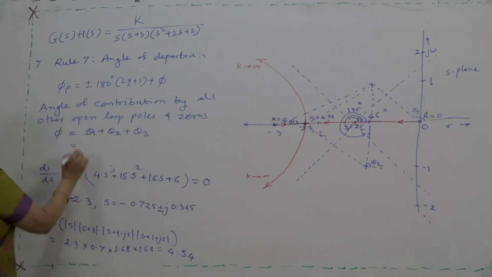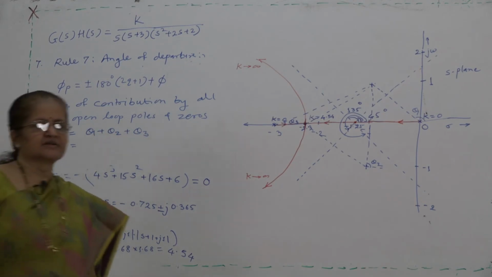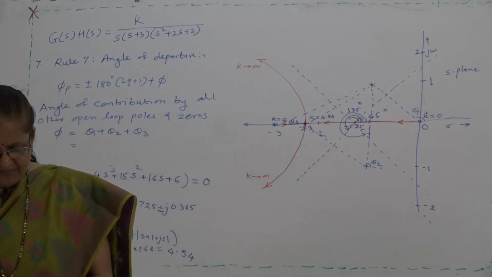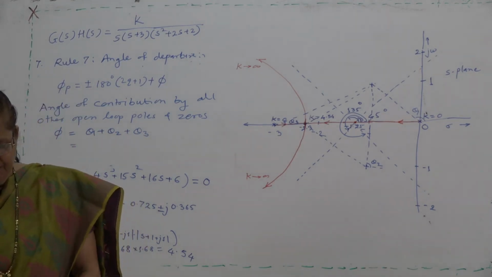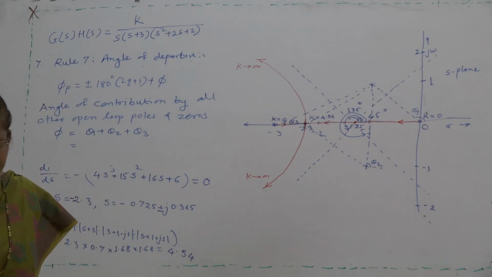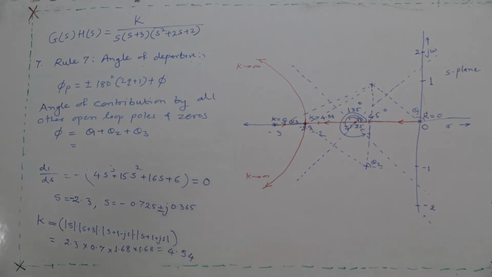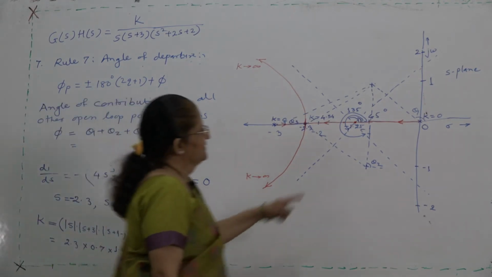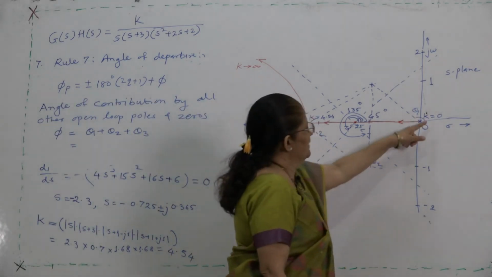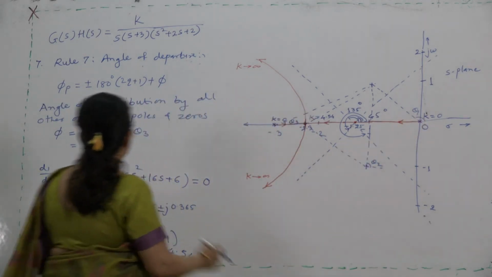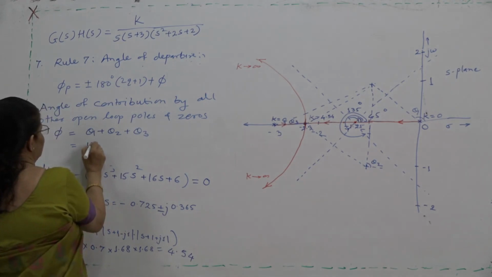Okay. Measure the angles. Suppose I am representing this as angle theta 1, measure it. This is angle theta 2, measure it. This is angle theta 3, measure it. So, what will phi be? Here the total angle contribution will be theta 1 plus theta 2 plus theta 3.